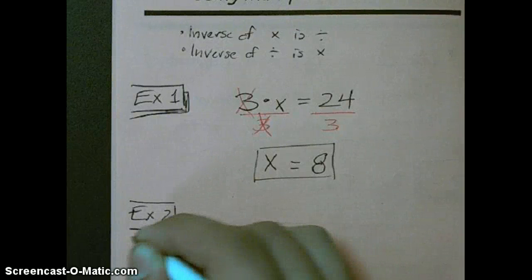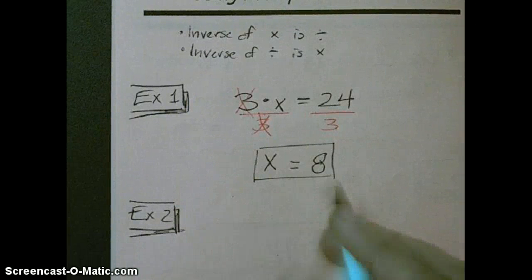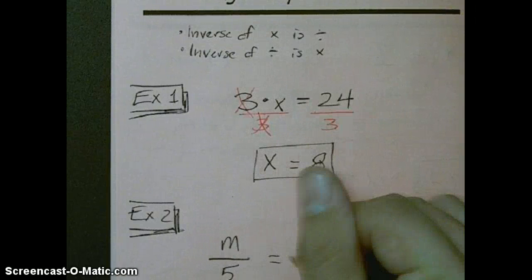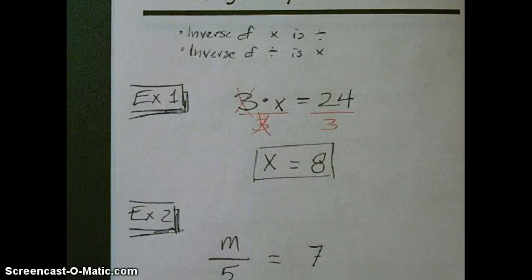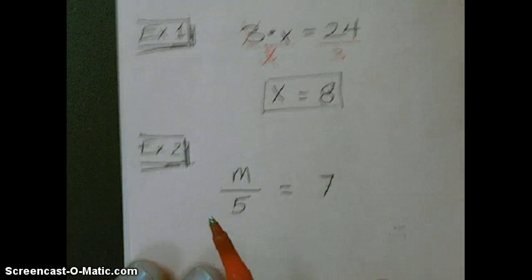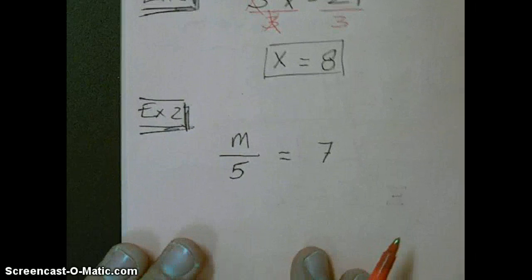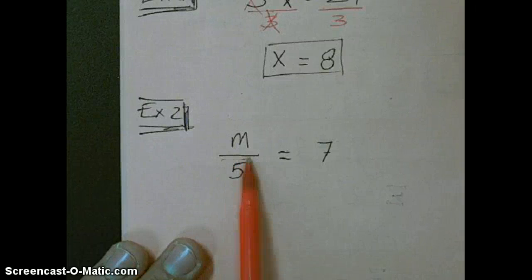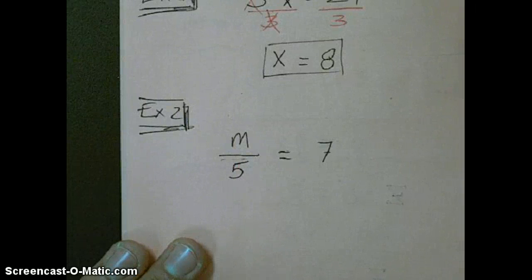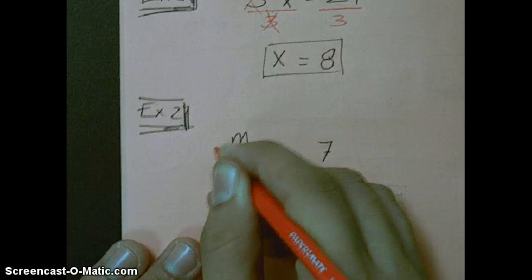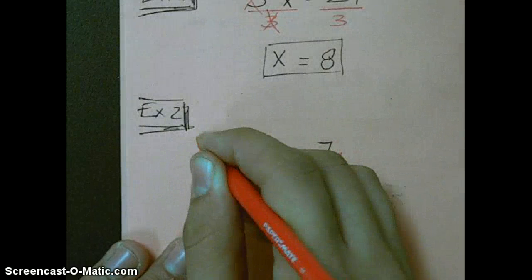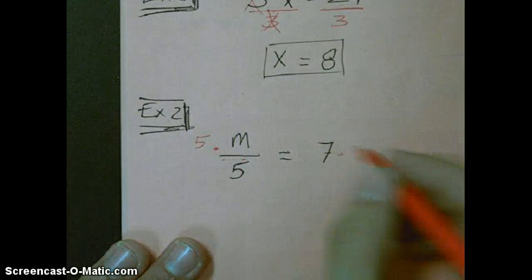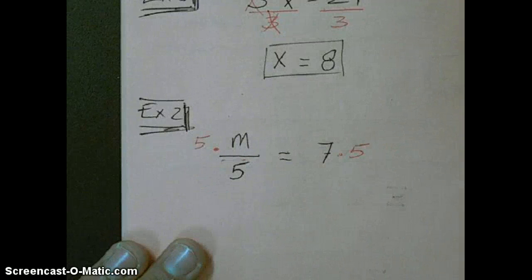Example 2 we're going to look at now. A little bit more complicated. m over 5 equals 7. Now we're going to follow those same steps. Okay. So first of all, we say, well, what's going on? Adding, subtracting, multiplying, dividing. This is dividing. Well, what's the inverse of dividing is to multiply. So I know I'm going to multiply both sides by something. And we're going to multiply both sides by 5. Remember, your goal is to get the variable by itself. But if I times the left by 5, I got to times the right by 5.